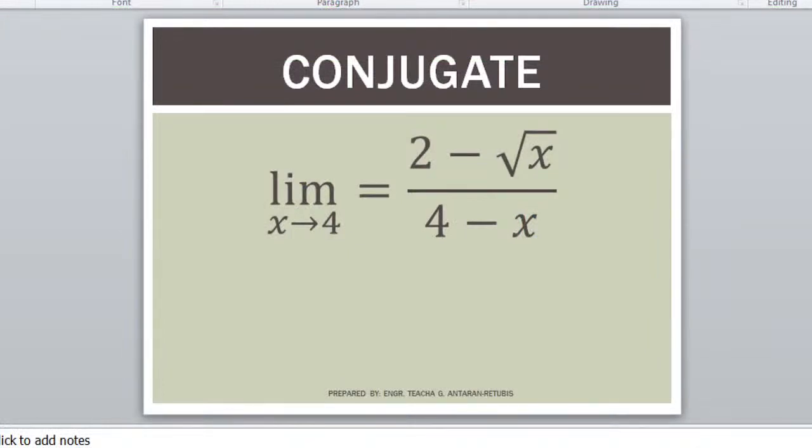Ano ulit yung conjugate, class? Conjugate is somewhat yung partner niya. Halimbawa, yung expression mo is 2 minus square root of x. What do you think is the conjugate? So yung conjugate niya is 2 plus square root of x. Can you follow? So yan yung imumultiply natin doon. Let us first write this in our word.